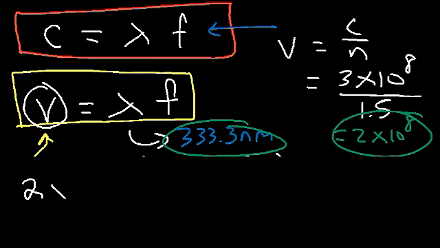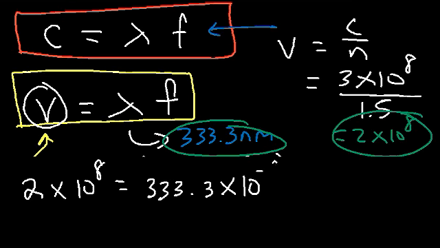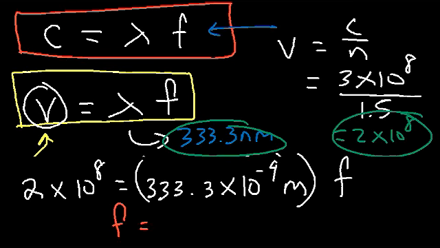So 2 times 10 to the 8 is equal to... make sure you convert lambda into meters. So it's 333.3, and just add 10 to the negative 9 meters. 1 nanometer is 10 to the minus 9 meters. So let's solve for F. So 2 times 10 to the 8 divided by 333.3 times 10 to the negative 9. You should get the same answer. So F is 6 times 10 to the 14 hertz.